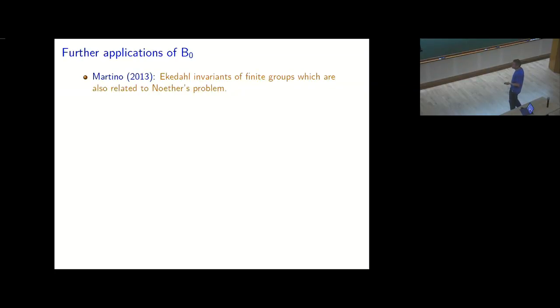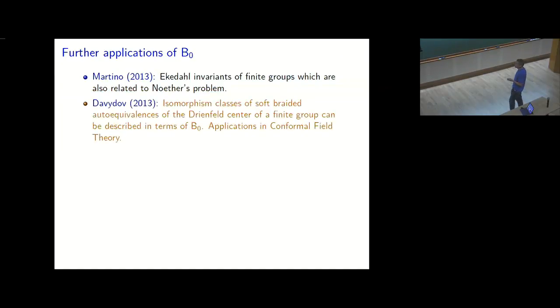So Martino in 2013 studied something which is called Hecke-type invariants, and these are also related to Luther's problem. And he found out that one of the lowest of these invariants is actually isomorphic to B0. Okay, and the Widow in 2013 considered something which is called isomorphism classes of soft braided outer equivalences of the Trimfold center of a finite group, and these can be described in terms of B0, and this has applications in conformal field theory.